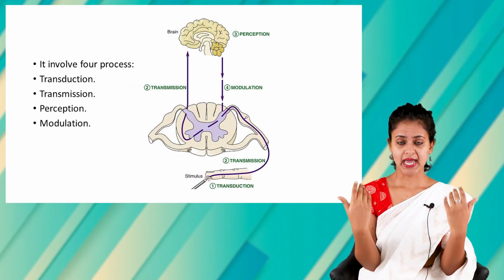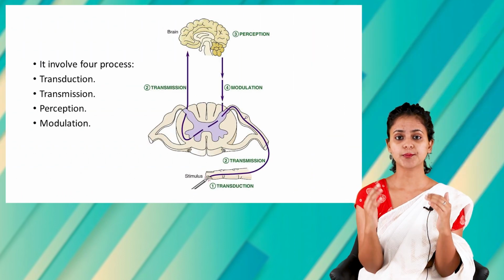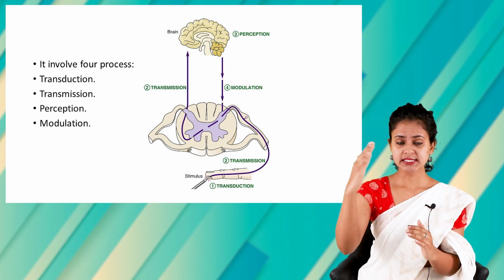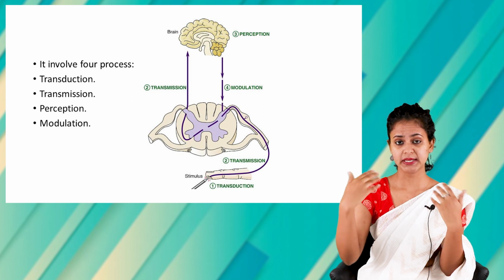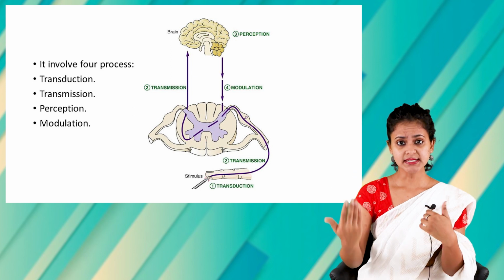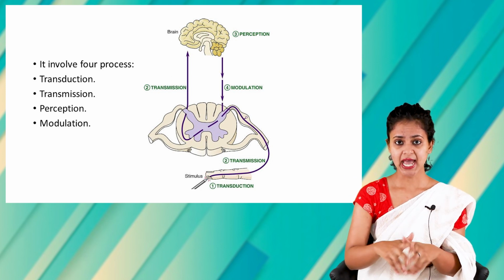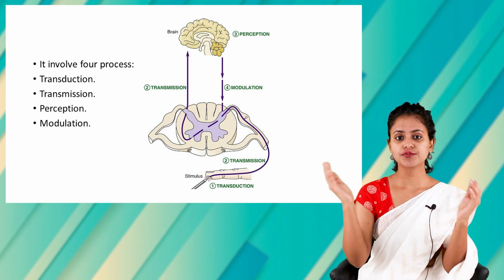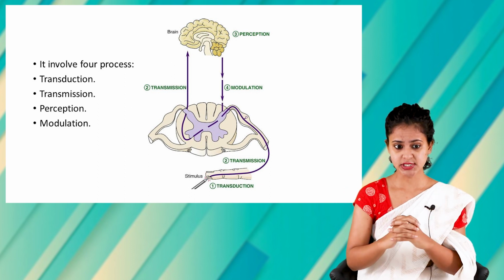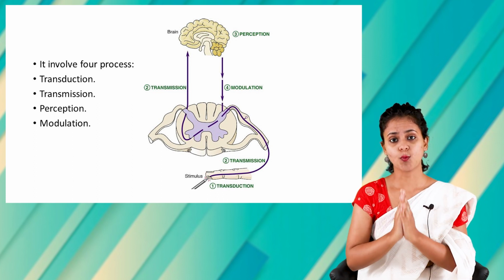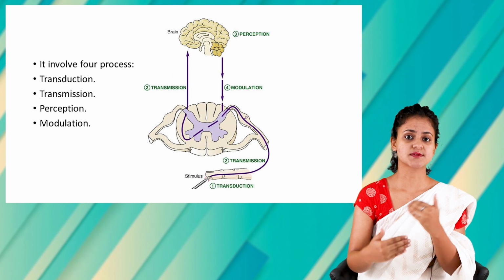This pain mechanism involves four processes. The first one is known as transduction. The next step of the pain mechanism is named transmission. The third step is perception, and the fourth and last step of the pain mechanism is modulation. So we are going to see the four stages: the first is transduction, the second is transmission, the third is perception, and the fourth is modulation.